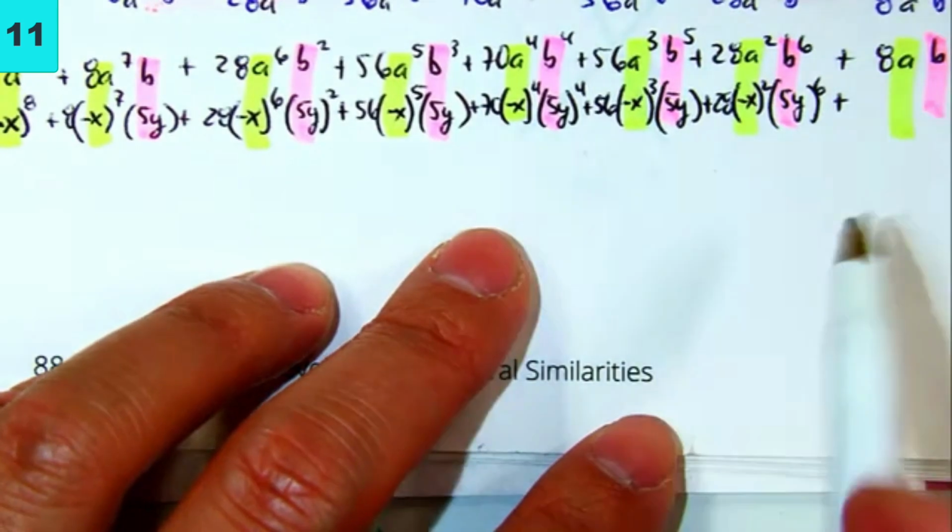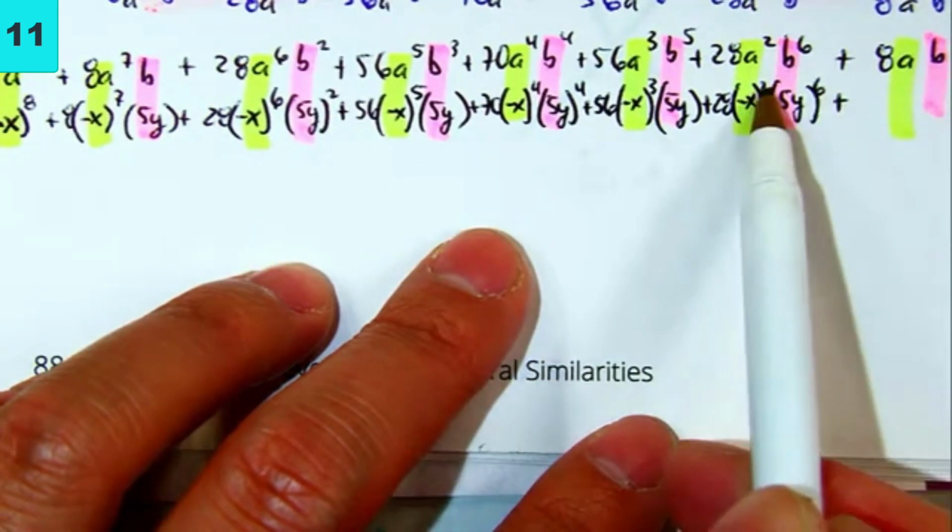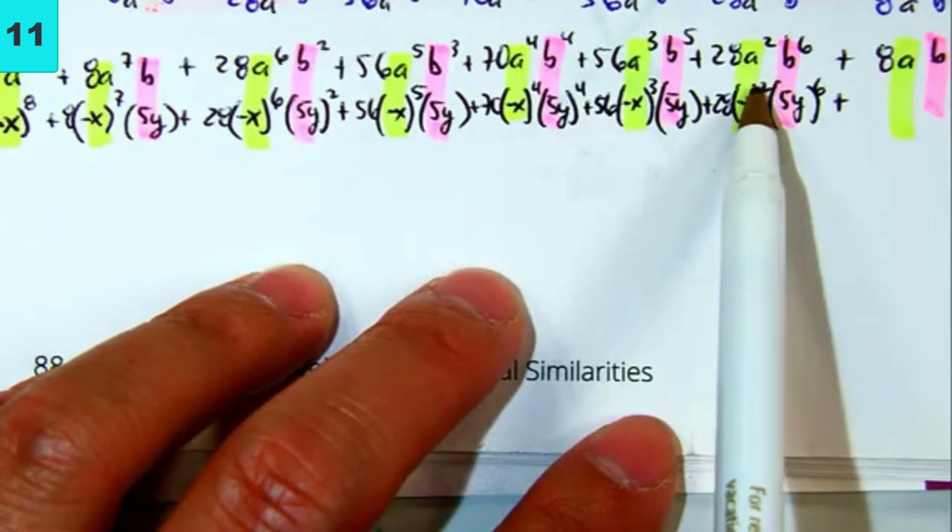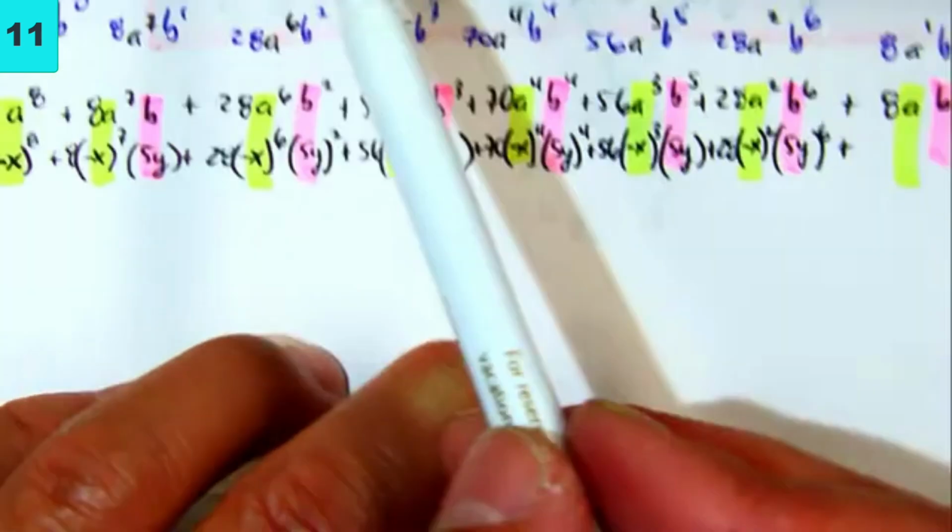Remember, we learned in yesterday's lesson that your exponents will add to be the original, so 2 and 6 gives us 8 from the original problem.